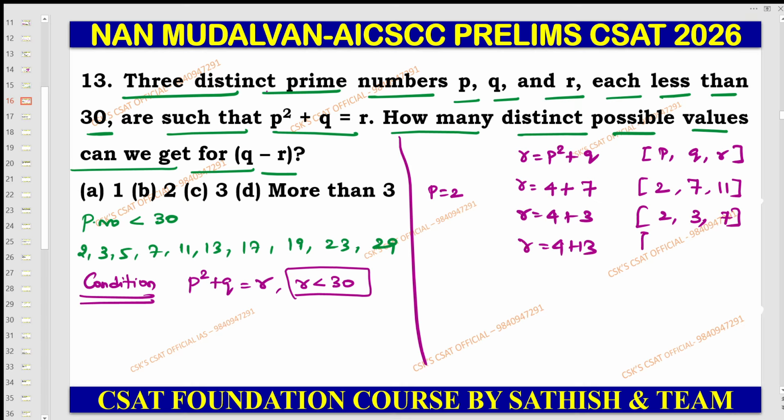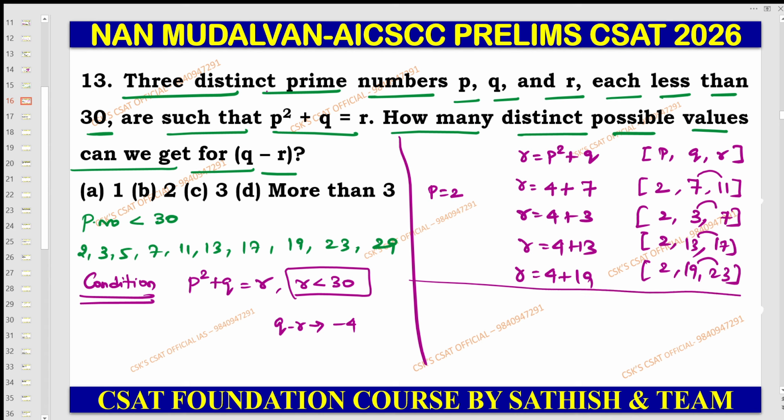Next, if I am doing with P is equal to 2, anything else possible? Yes, 13 possible. So therefore 4 plus 13 is 17, possible. Now, if I am taking R is equal to 19, anything else possible? 4 plus 2, 19, 23. Now please understand what you need to focus on here. Q minus R. What is Q minus R? In all the cases Q minus R becomes minus 4. So Q minus R becomes minus 4, one possible, right? Anything else possible with P is equal to 2? No.